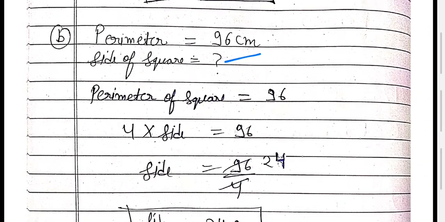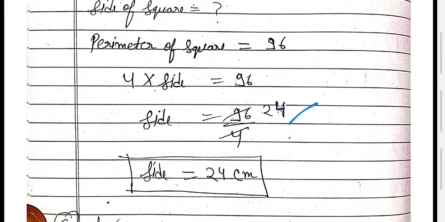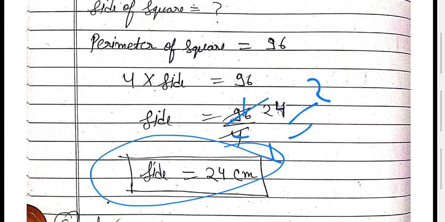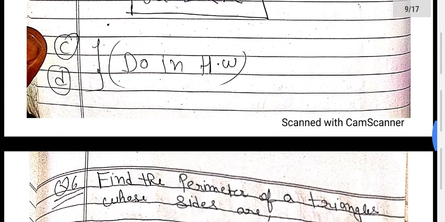Perimeter is 96. You have to find the side. So just write perimeter of square is 96. What is the formula of perimeter? 4 into side. This 4 comes to this side, divide. When you divide 96 by 4, it becomes 24. 4 1s are 4, 4 2s are 8, carry 1 becomes 16, 4 4s are 16. So side is 24 centimeter. Similarly, C and D parts you have to do by yourself in homework.